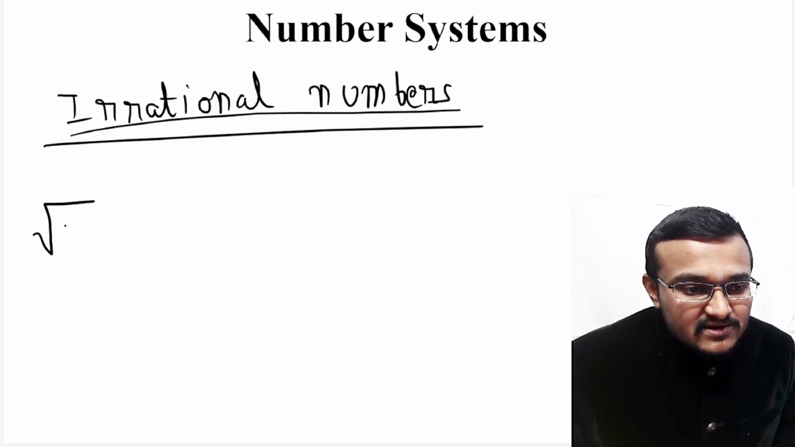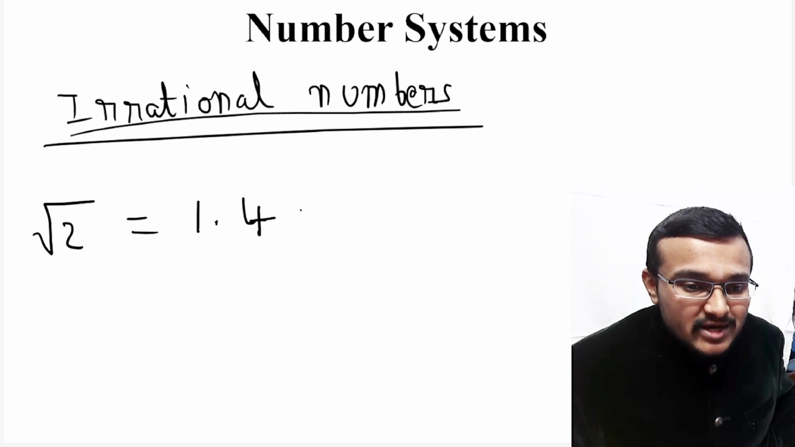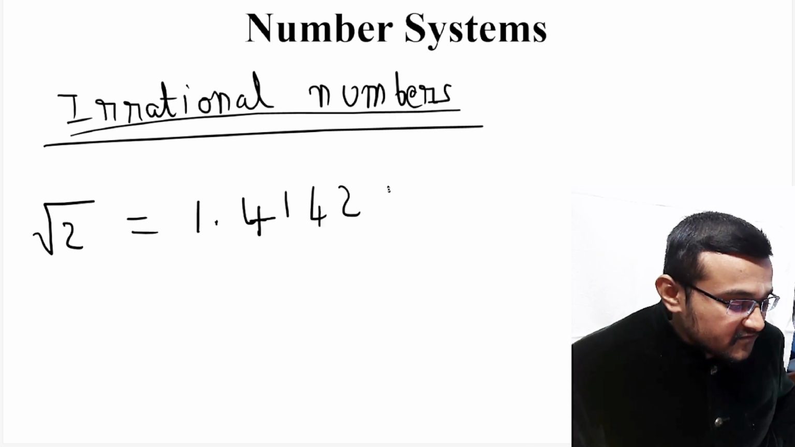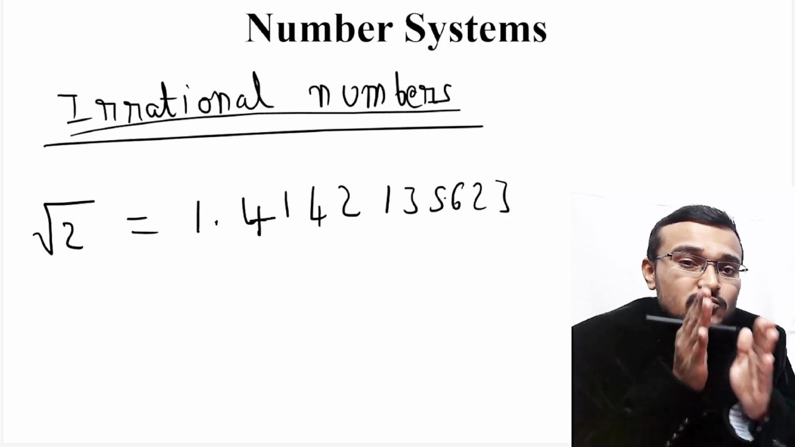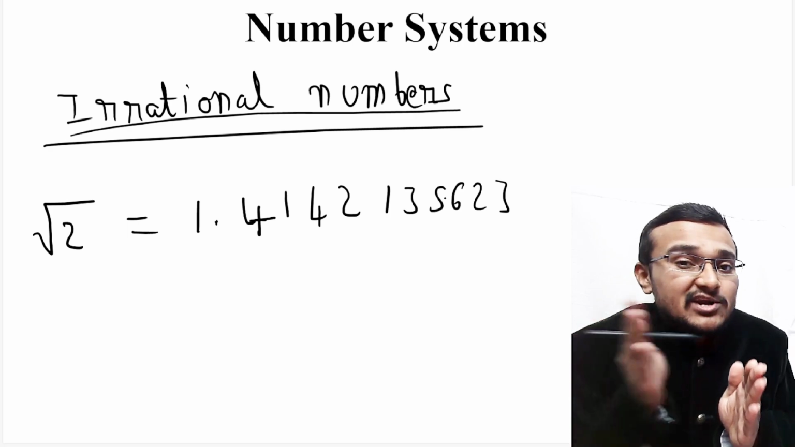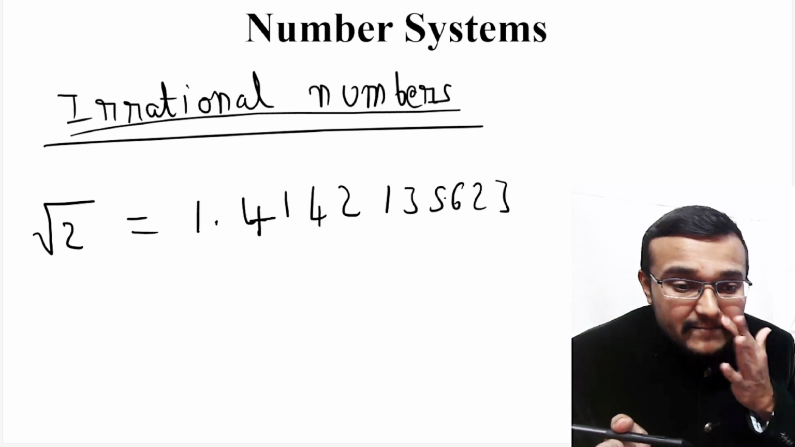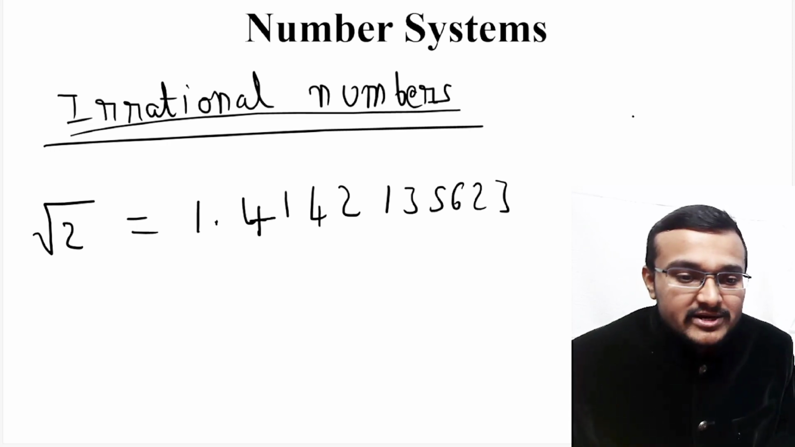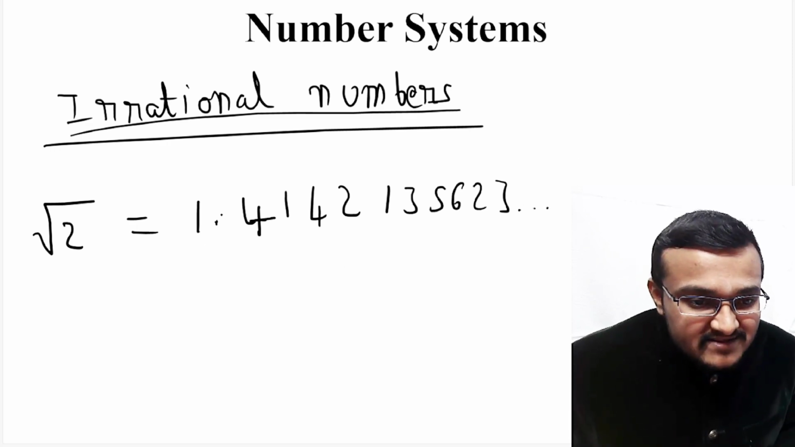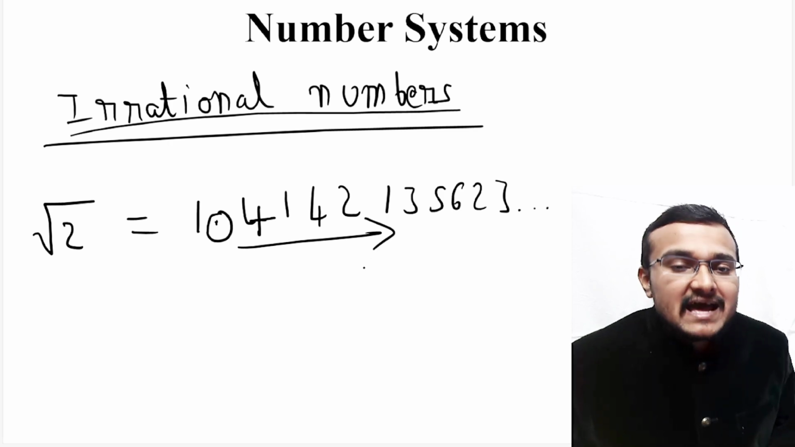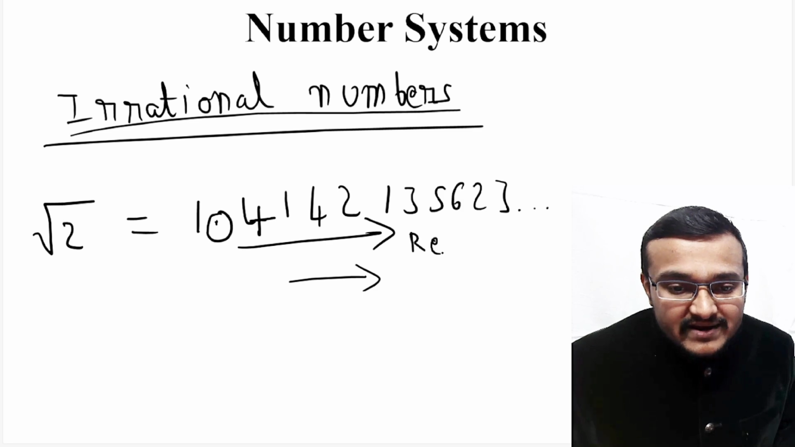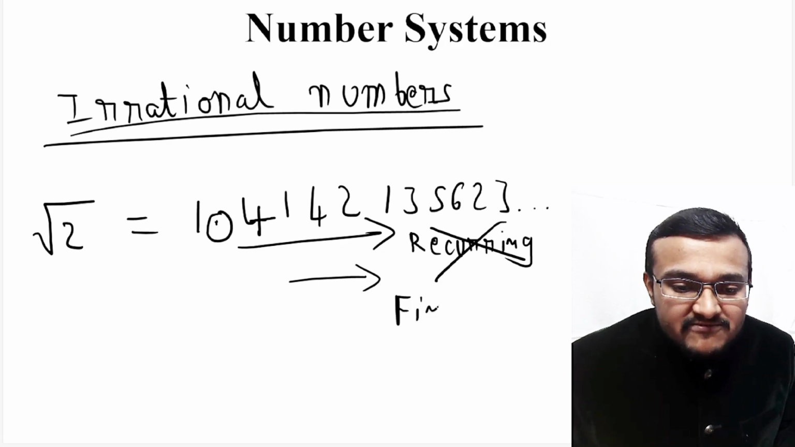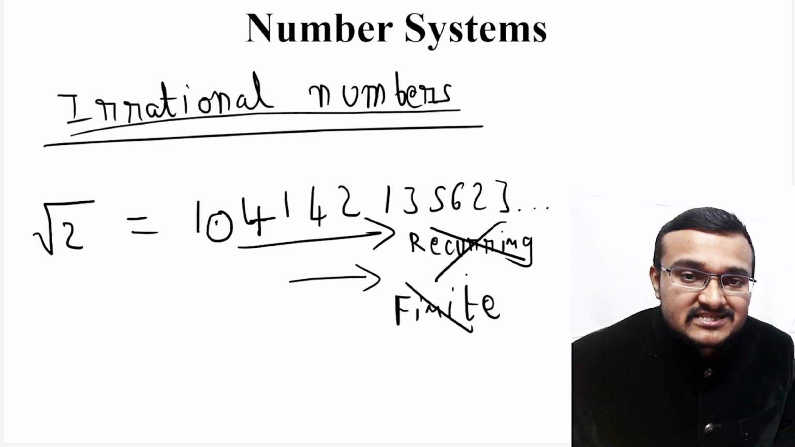For example, if you are considering root 2, it is equal to 1.414213563, and it goes on like this. There is no recurring number after the decimal point, and also there is no finite number after the decimal point. So after this decimal point, either you should have a recurring number or you should have a finite number. Here in this case there is no recurring number, and a finite number after the decimal point is also not there.